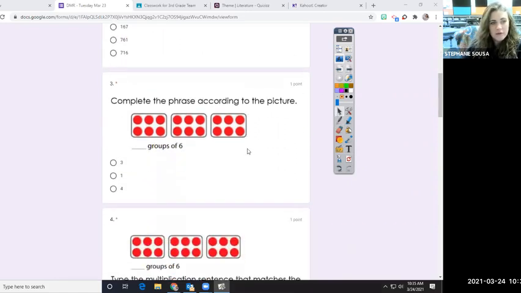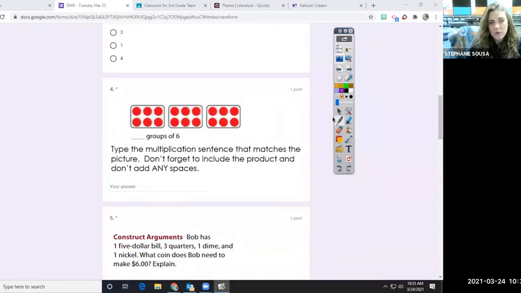All right. Take a look at number 3. Complete the phrase according to the picture. Blank groups of 6. Here's group 1. Here's group 2. Here's group 3. You should have selected 3 groups of 6. That corresponds with the multiplication equation of 3 times 6, or 3 groups of 6 equals 18.